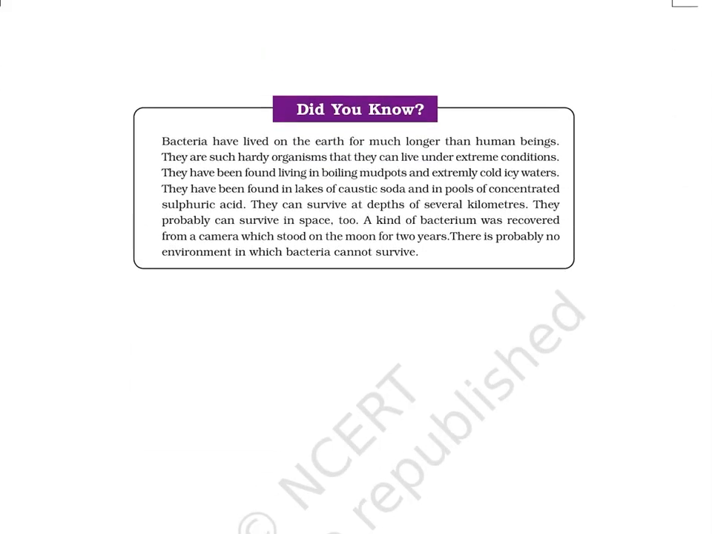Page 31. Did you know? Bacteria have lived on the earth for much longer than human beings. They are such hardy organisms that they can live under extreme conditions. They have been found living in boiling mud pots and extremely cold, icy waters. They have been found in lakes of caustic soda and in pools of concentrated sulfuric acid. They can survive at depths of several kilometers.